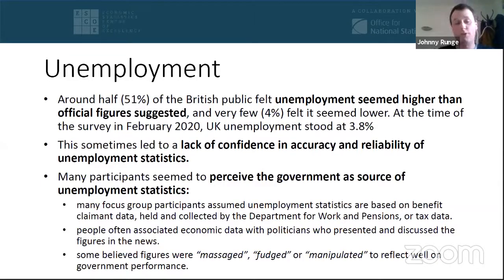And more broadly, people also often associate economic data with politicians who quite often take ownership and present and discuss these figures in the news. Together that leads people to believe that the figures are massaged, fudged, manipulated, and so on, to reflect well on government performance.